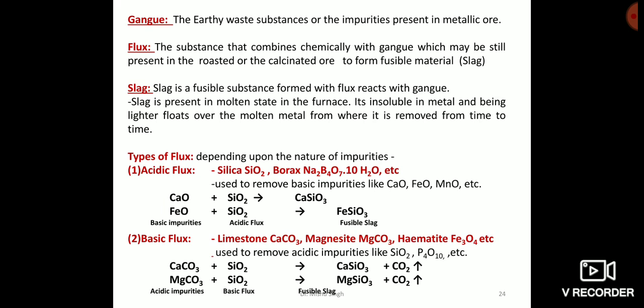Types of fluxes. Depending on the nature of the impurities present in the ore, fluxes are classified into two types: acidic fluxes and basic fluxes. For basic impurities like lime or metallic oxides such as calcium oxide or ferric oxides present in the ores, acidic fluxes like silica or borax are used. For acidic impurities like silica and phosphorus pentoxide present in the ore, basic fluxes like limestone, magnesite, or hematite are used.